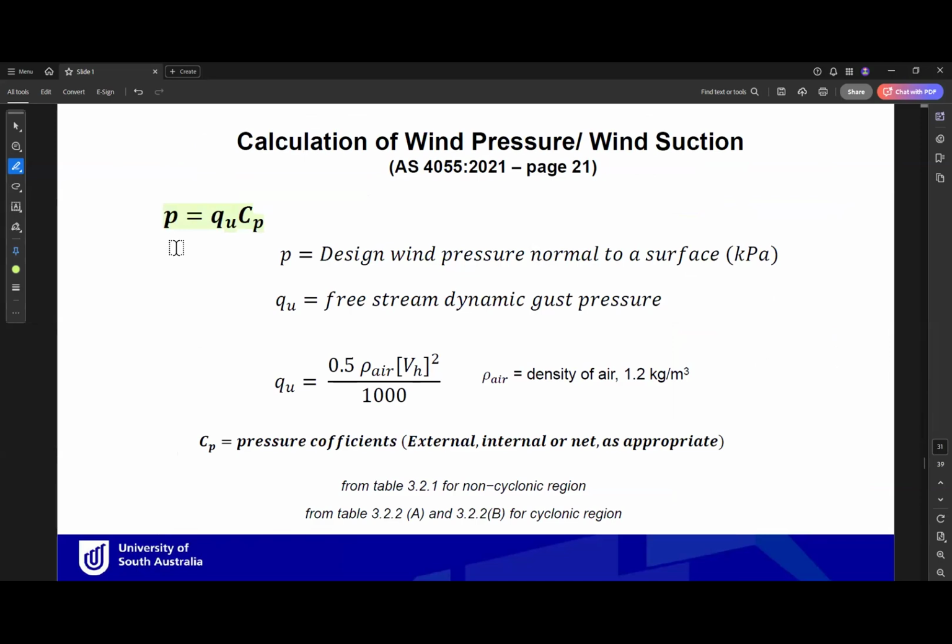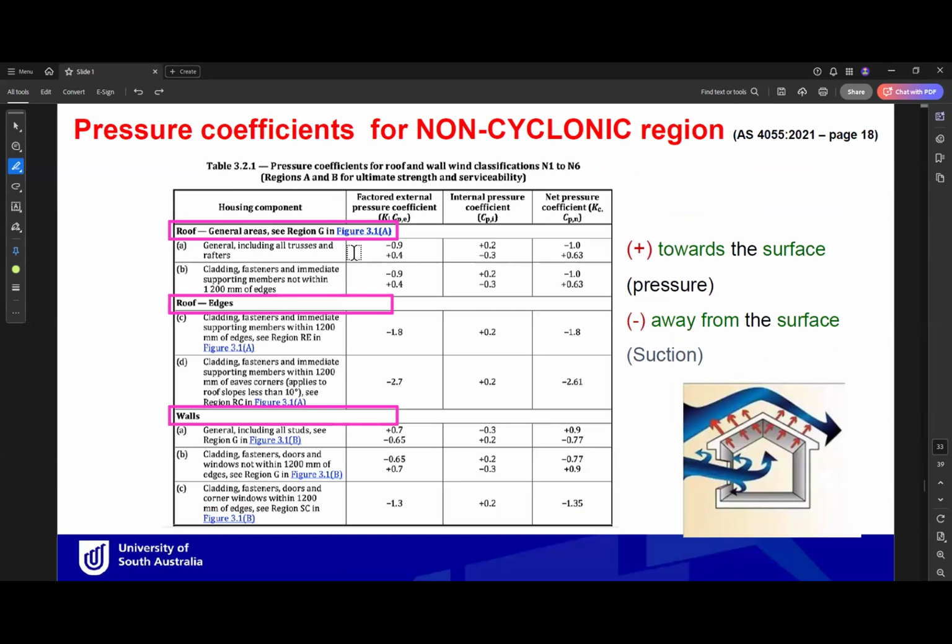This is a formula we will use, just delay this now. Okay. So this is a coefficient for pressure. So this is the wind pressure coefficient. We will need this wind coefficient to find the wind pressure. So after we found the gust wind speed, we will need to go to table 3.2.1, the pressure coefficient for roof and wall for wind classification N1 to N6.